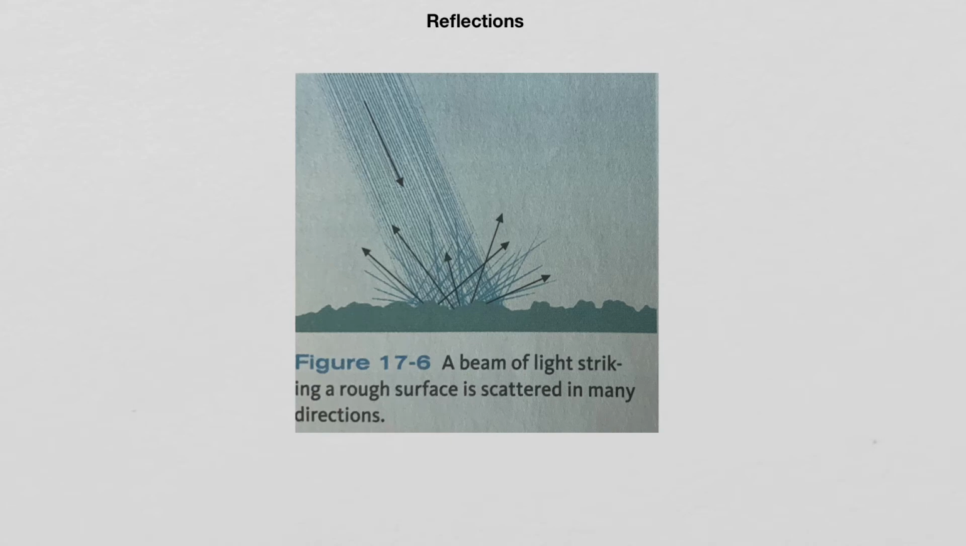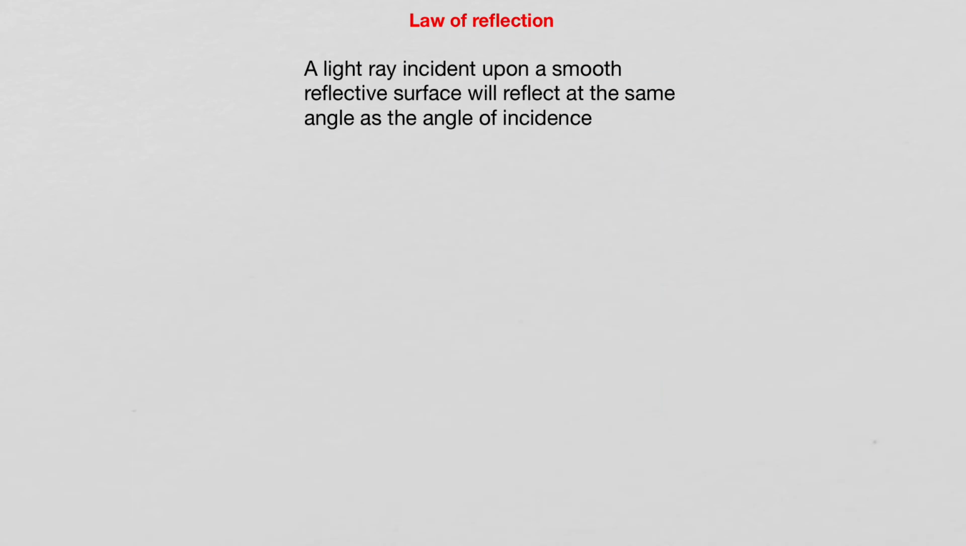So then, how are reflections formed? Is the question. Experimentally, it was determined that any light that reflects from any surface does so according to the law of reflection. The law of reflection states that a light ray incident upon a smooth reflective surface will reflect at the same angle as the angle of incidence.